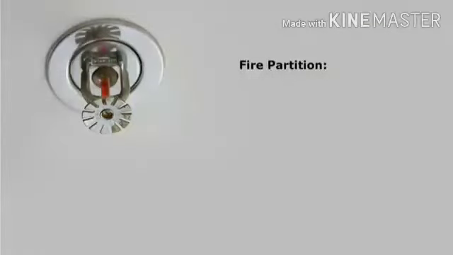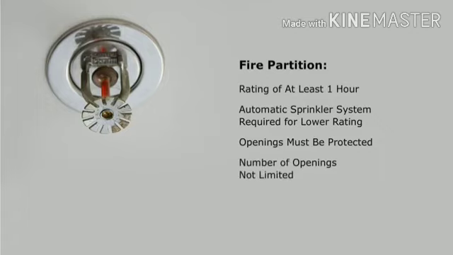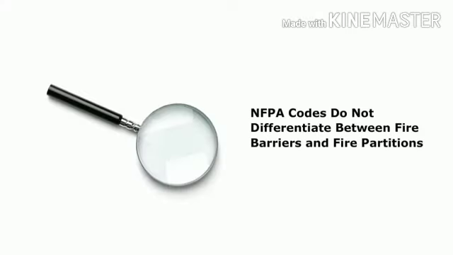A fire partition usually has a rating of at least 1 hour. In certain situations, corridor walls and walls between dwelling and sleeping units are allowed to have a lower rating. Often an automatic sprinkler system is required for the lower rating. Yet, like a fire barrier, openings in a fire partition are required to be protected, although the number of openings is not limited. The NFPA codes do not differentiate between fire barriers and fire partitions.